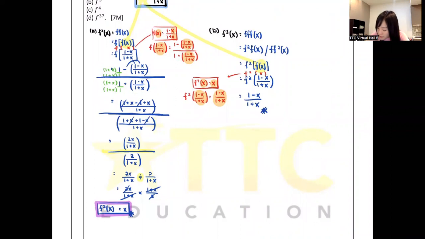Yes, because normally if they have a square, you will put a square. If they have a 3 in front, you will put a 3 in front. If they have a -1, you will put a -1, correct? But now there is none, that means the whole x just becomes 1 minus x over 1 plus x. So you guys see, this one is my f square x answer.